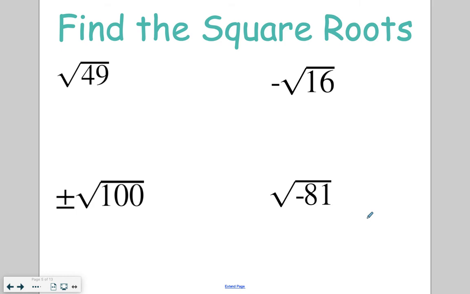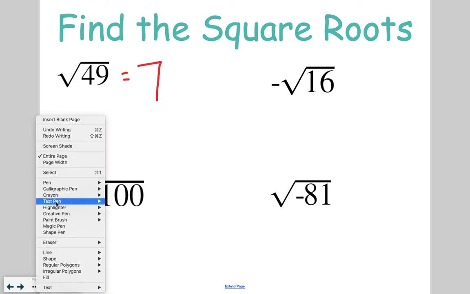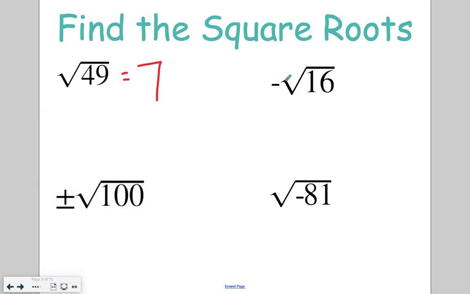When you are finding square roots, our job is to figure out what the factor is, paying attention to what sign it has. So the square root of 49, when it's written as just the square root, is looking for the positive answer. So this one is just 7. This next one has a negative sign in front of it, so that's looking for the negative answer, because negative 4 times negative 4 is still positive 16.